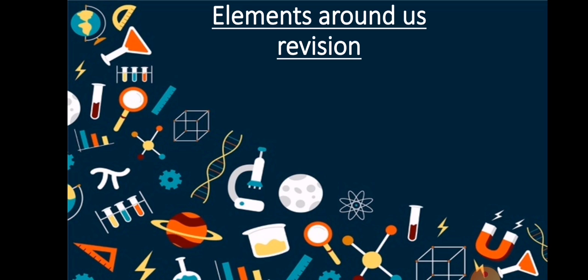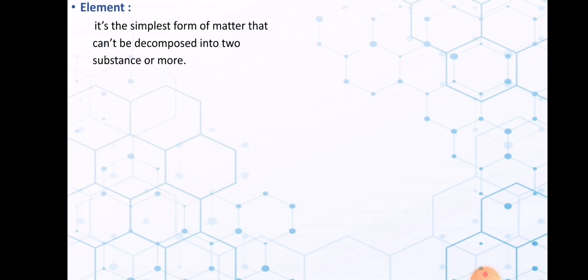Today, our revision is about lesson 3, which is elements around us. At the beginning, we have to know the meaning of element. What is the meaning of element? Element is the simplest form of matter that cannot be decomposed into two substances or more.